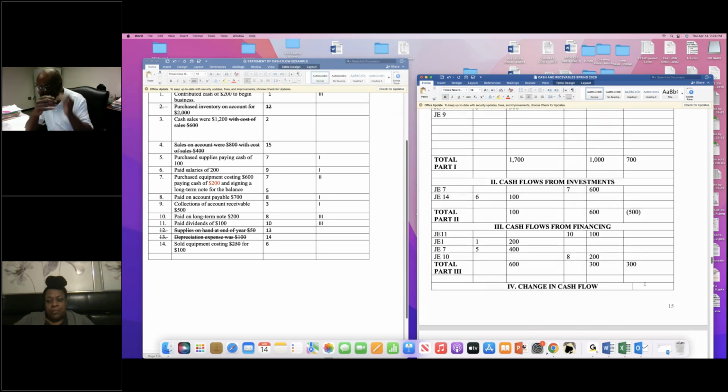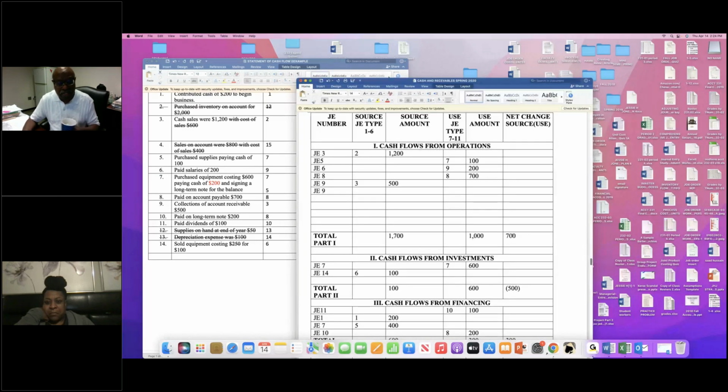So this statement is a little different, but what it tells us is how much money we had in operations. This has to be positive. If a company has a negative operation, they're in trouble. That's just like you not having any salary.